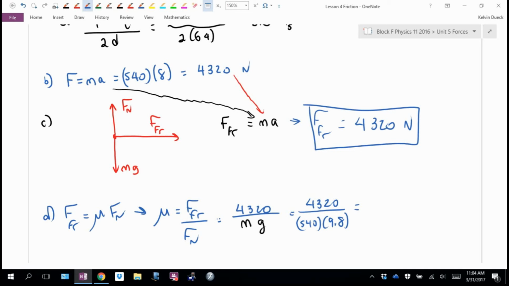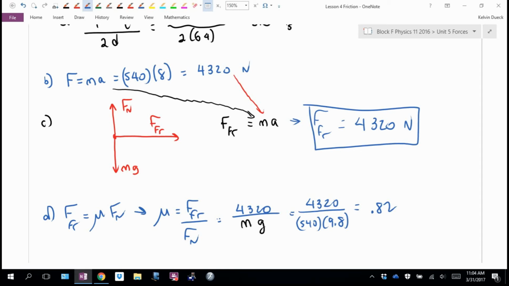Well, this is going to be close to 4,000 divided by 5,000. It's going to be around 0.8, but that's a very rough guess. 0.82. What units? None. It's actually newtons divided by newtons. They would cancel. No units.